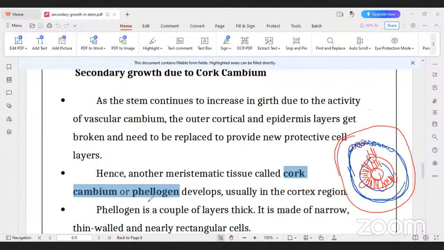So what happened after the formation of cork cambium, or another name, phellogen? Now tell me, what happened after the formation of this cambium ring in the cortex? What happened after cambium formation inside the stele?